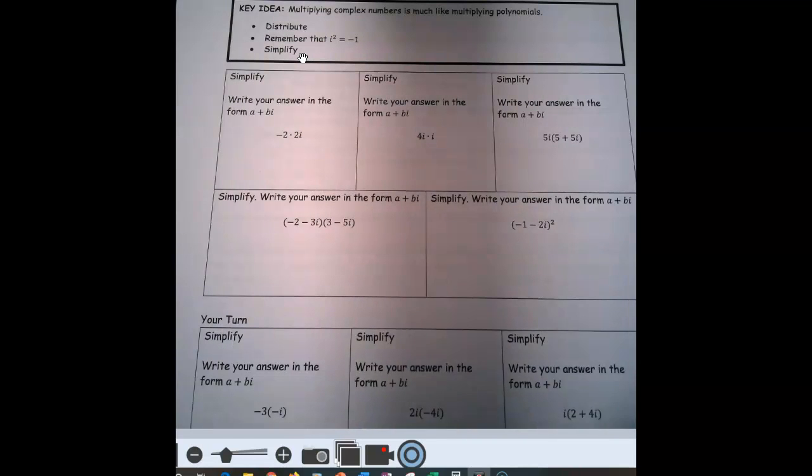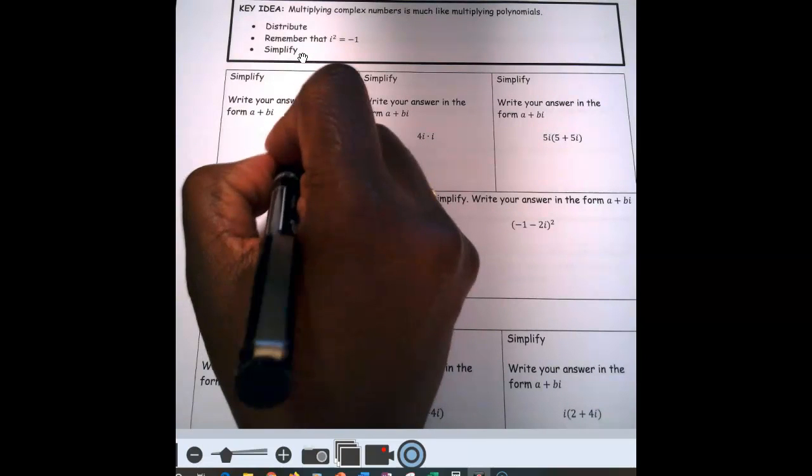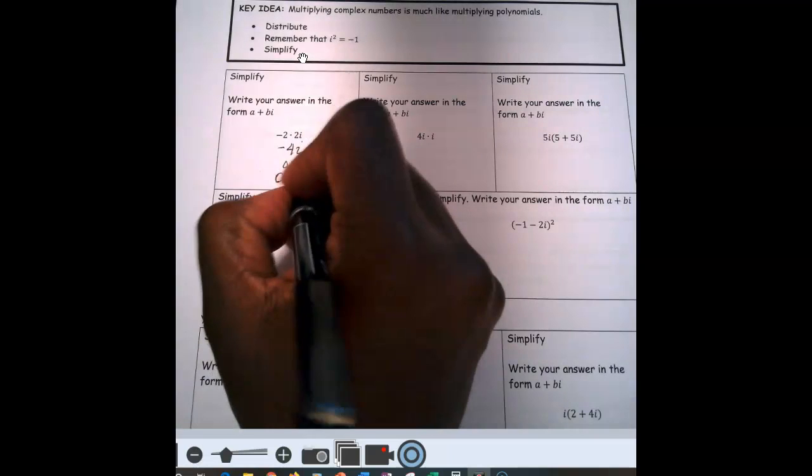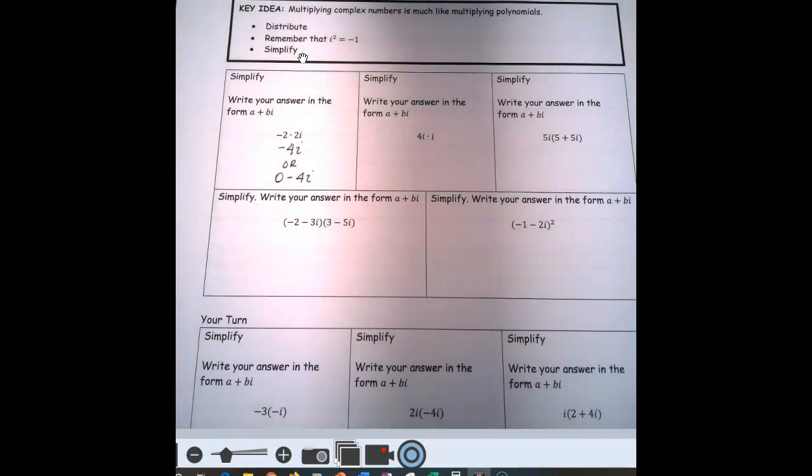So -2 multiplied by 2i would just be -4i. Or you could write it as the number part, which is 0, minus 4i. Let's move to the second one.